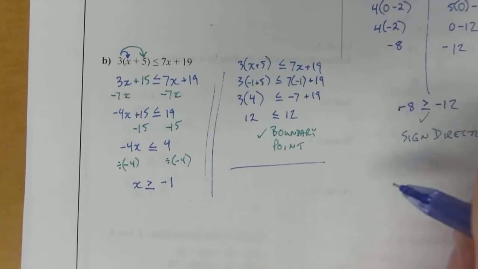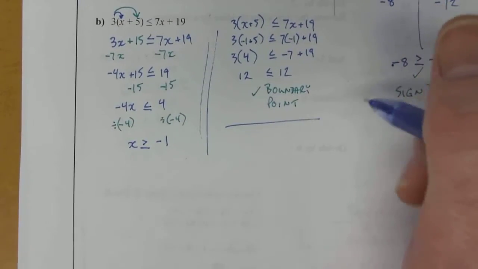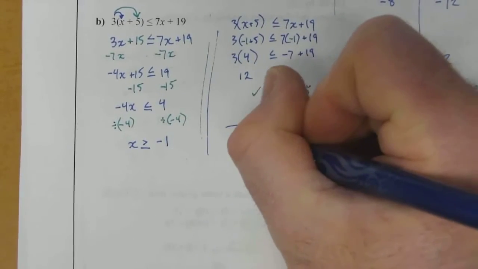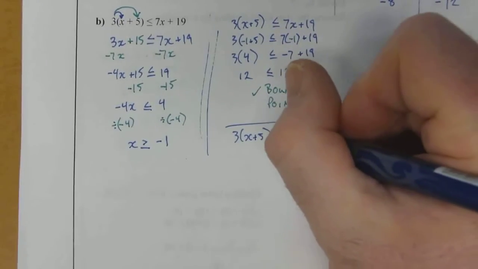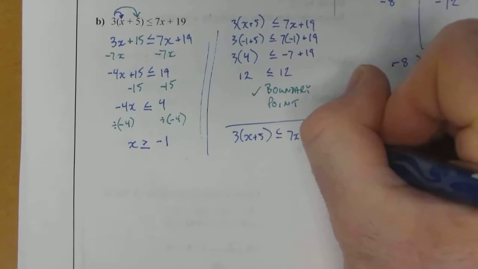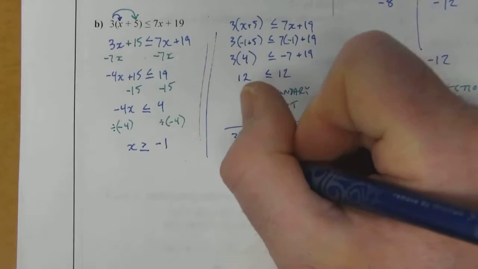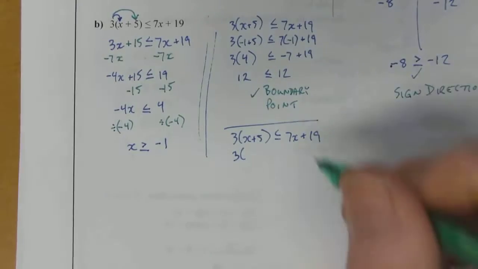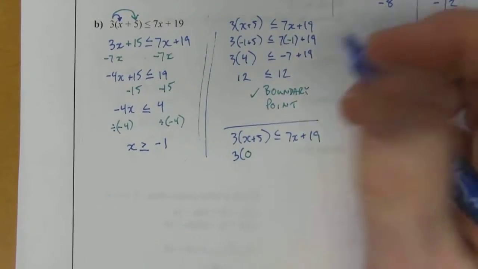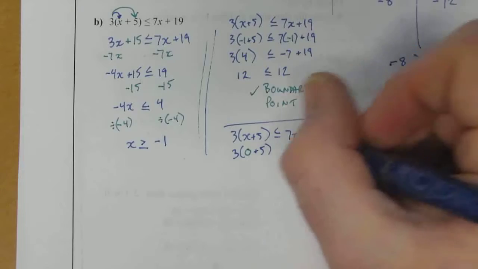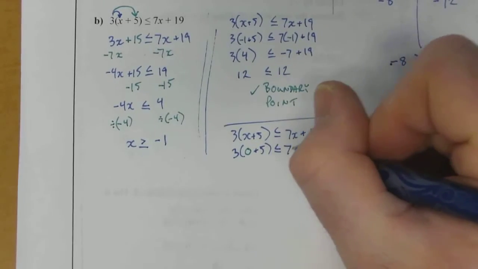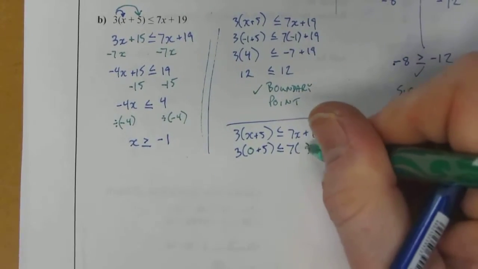So now we will confirm our direction of our sign. Again, back to the original question, 3 times x plus 5 is less than or equal to 7x plus 19. Our solution said that x was greater than or equal to negative 1. Greater than negative 1? Well, we can use 0 again as a convenient number. So we'll substitute in 0. And we'll see what happens to our sign.